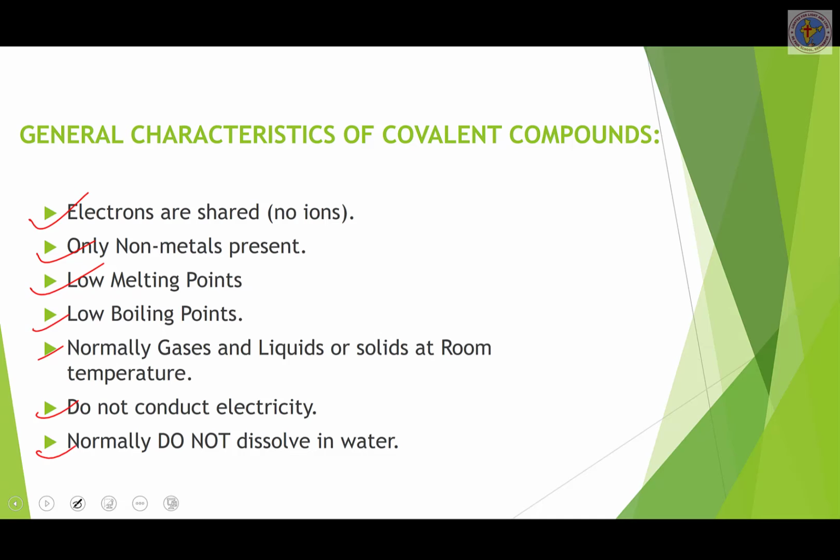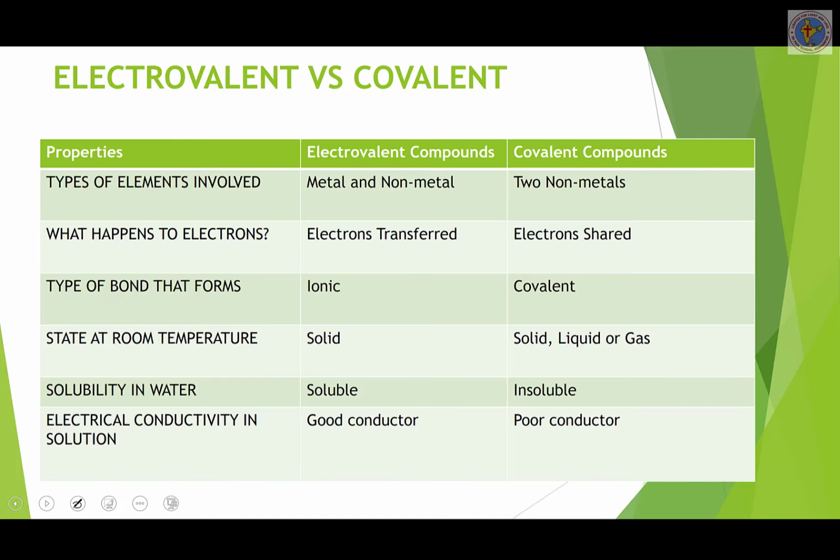And normally they do not dissolve in water, but they dissolve in non-polar solvents. Here you can see a table showing the comparison between electrovalent and covalent compounds based on certain properties, like the types of elements involved. Children, in case of electrovalent compounds, we have metals and non-metals. In case of covalent compounds, we have 2 non-metals only.